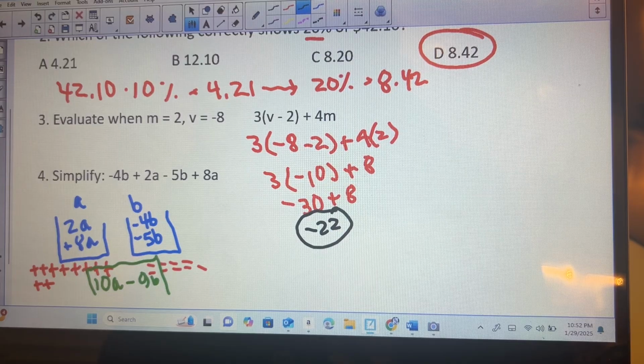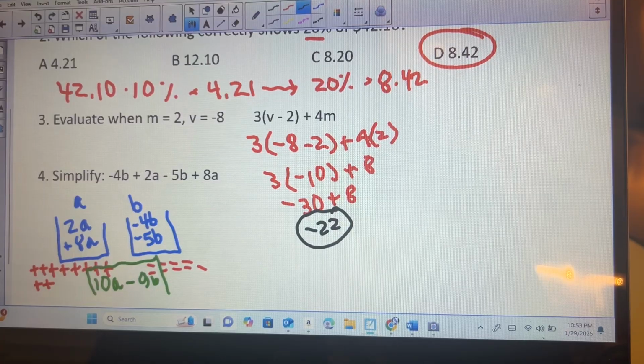When you add the two numbers together on the inside, they're both negative, so you should get negative 10, with negative 8 minus 2. And you should get 4 times 2 is 8. So you multiply the 3 by the negative 10 to get negative 30. Bring down the 8. You have more negatives than positives, so you should get negative 22.